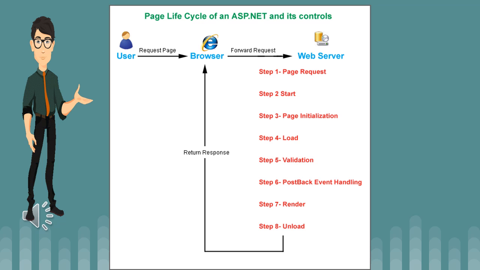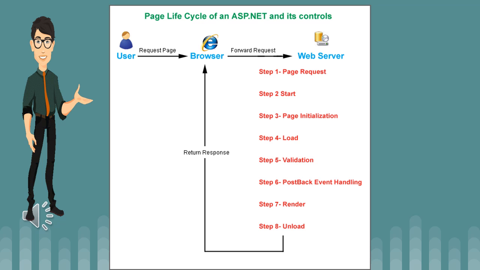Developers have access to the InitComplete and PreLoad methods in this stage. The methods are as follows. Init. This event is raised after all controls have been initialized and skin settings have been applied. This event is used to read or initialize control properties. InitComplete. The page object raises this event. This event is used for processing tasks that require completion of all initialization.